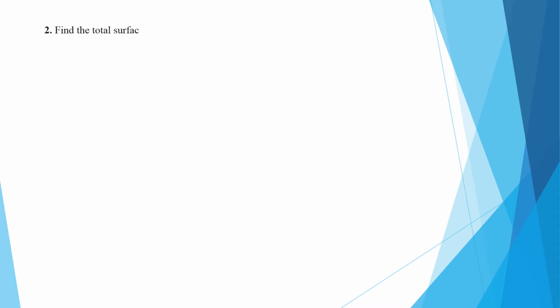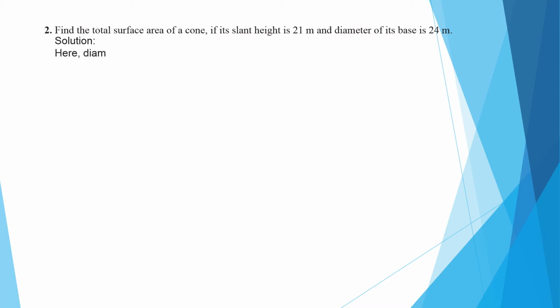In this question we need to find the total surface area of a cone, if the slant height is 21 meter and the diameter of the base is 24 meter. So let's begin the solution. Diameter is 24, so the radius will be 12, half of the diameter. The slant height is given, 21 meter.